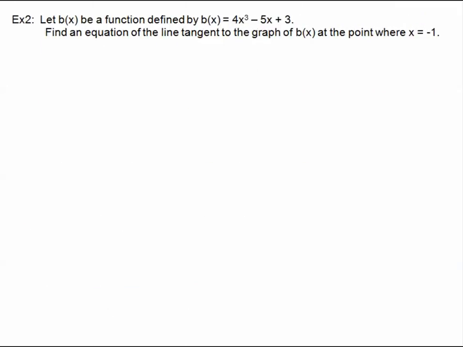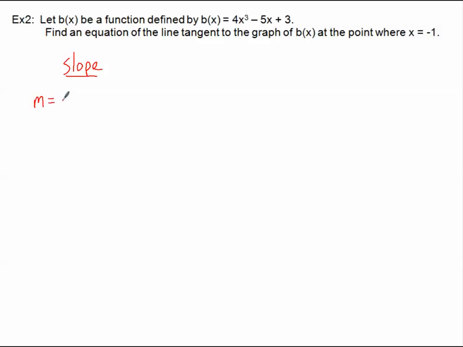So example 2 says let b of x be a function defined by, here's b of x, there it is, ooh, it's a cubic. It says find an equation of the line that's tangent to the graph of b of x at the point where x equals -1. So it's the same thing except we're not going to be graphing in the end. So let's find our slope first. Doesn't really matter. We need to find the slope, we need to find the point, so I'll start with slope.